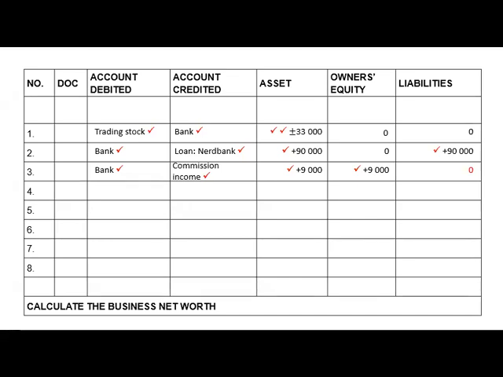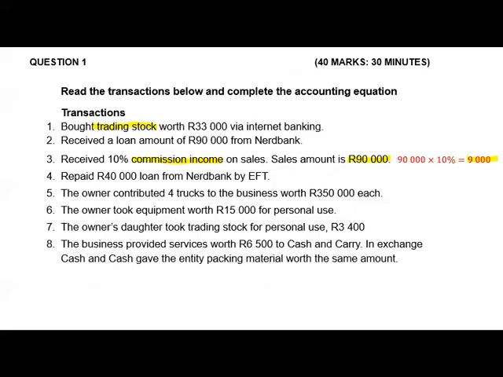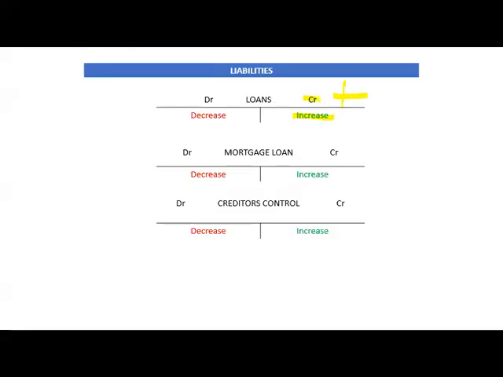Let us move to the next transaction. What does it say? We repaid 40,000 loan from Nedbank. You see, this is the reverse of number 2. Whatever we did in number 2, we're going to do the reverse. So when we repay a loan, I did say this earlier on in this video, it means that that loan is decreasing. But loans are a liability. Liabilities decrease on the debit side.